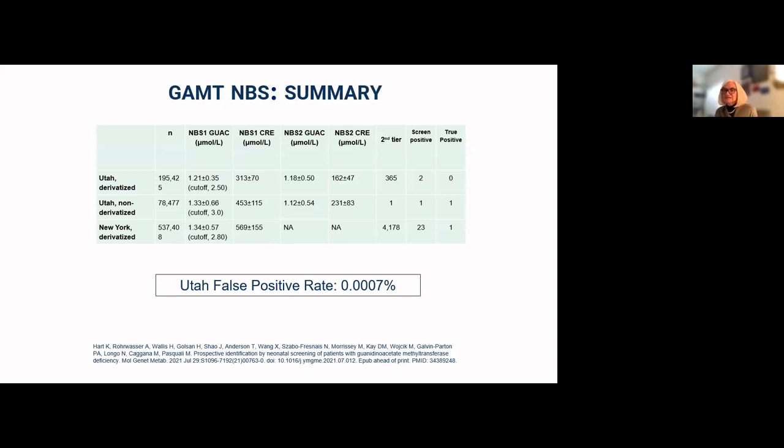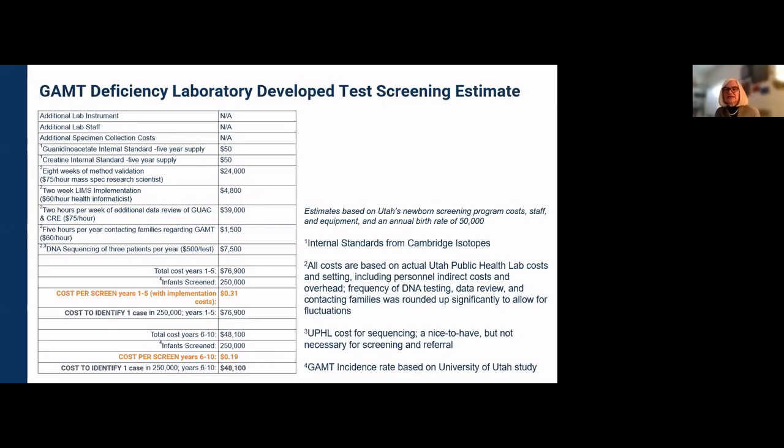Again, there is a discussion on how much adding an additional condition to a newborn screening panel will cost. Next. And I'm going to ask Heidi, who worked with the Department of Health, to give you the estimate that they have worked on.